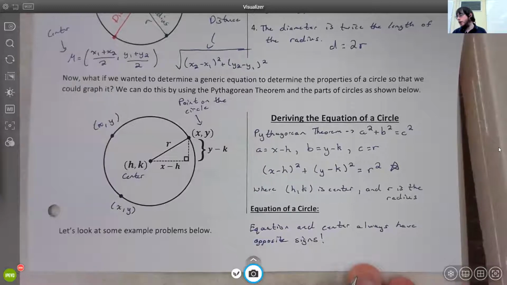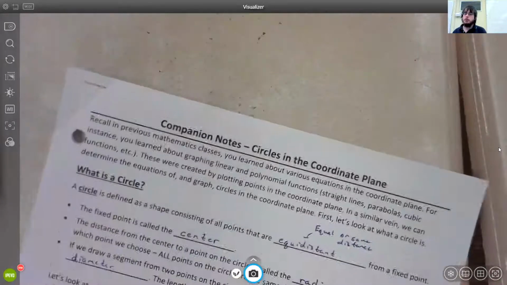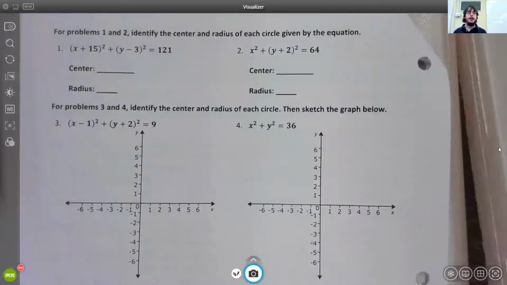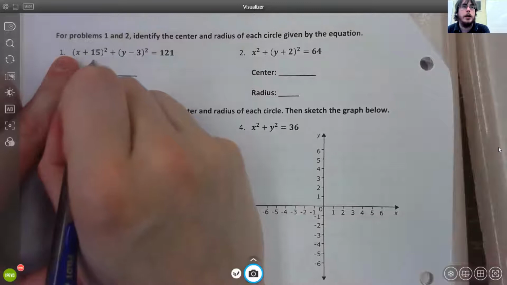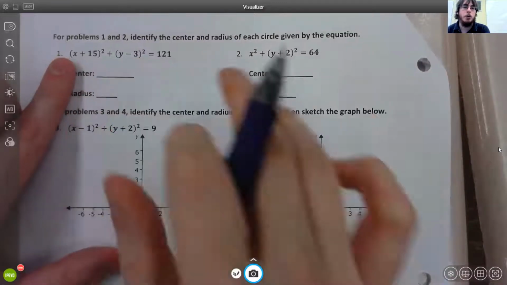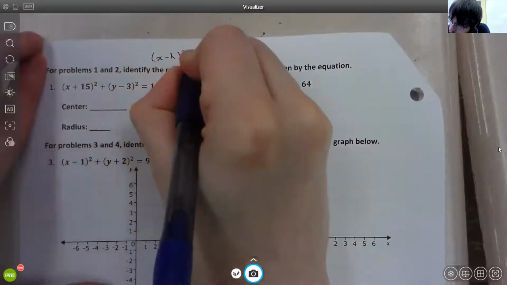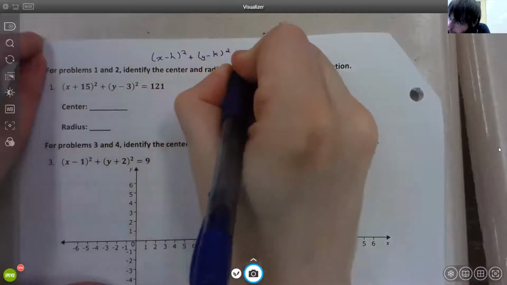So let's look at a problem. All right, let's look at some problems and see how we graph and determine the center and radius for our circles, using an equation or using the center and radius to write our equation. So it says for problems numbers 1 and 2, identify the center and radius of each circle given by the equation. So you'll notice here you have x plus 15 squared plus y minus 3 squared is equal to 121. Now remember, your equation is x minus h squared plus y minus k squared equals r squared.